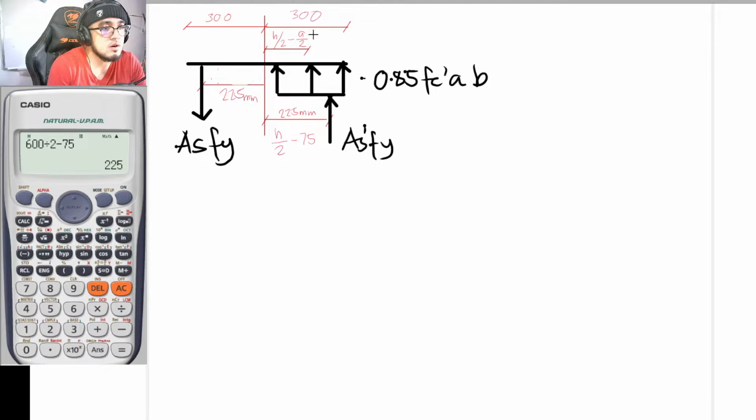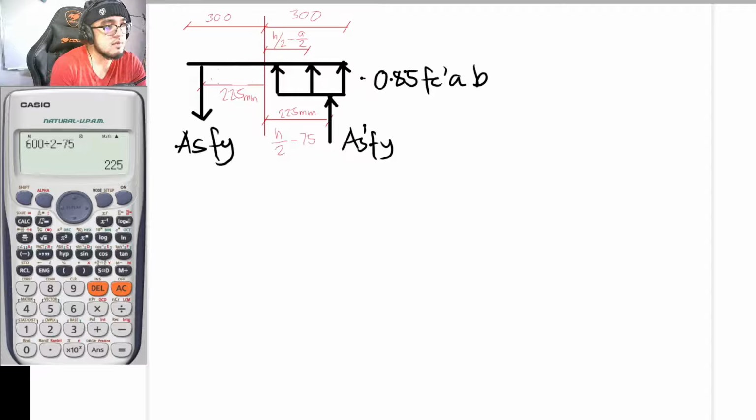Okay, so that is basically it. I wouldn't be substituting the value of a here, for us to have a general equation that we can use later on. So moving forward, with that, we can now get the moment about this point.